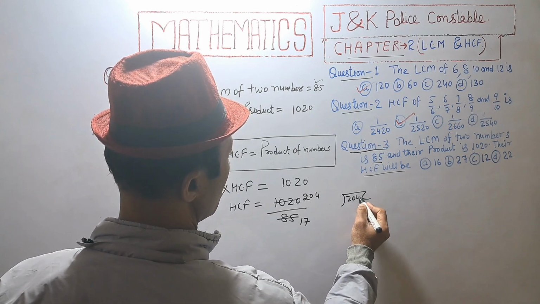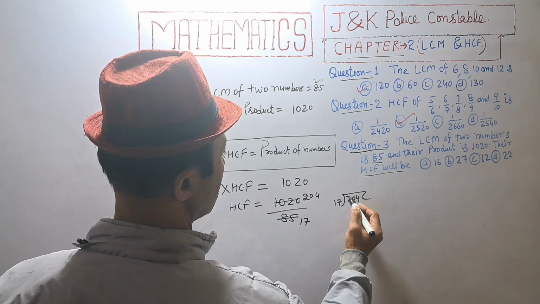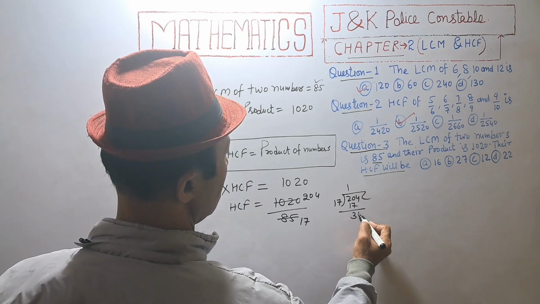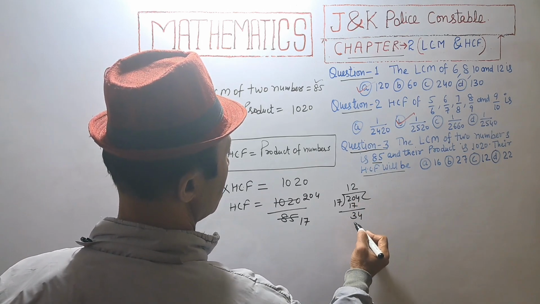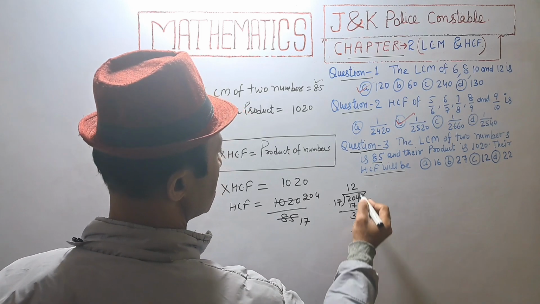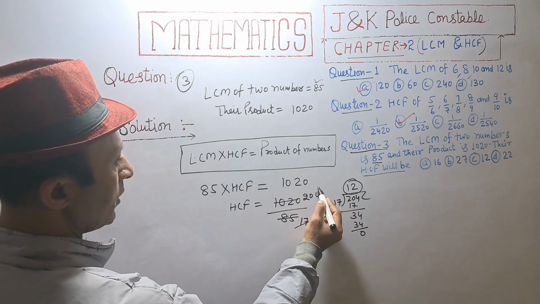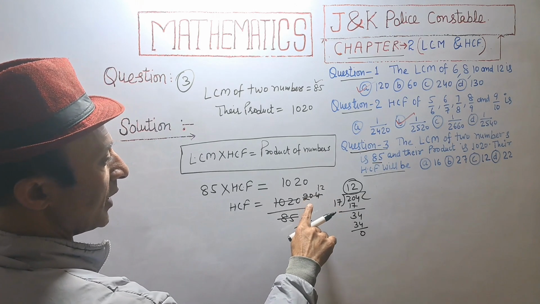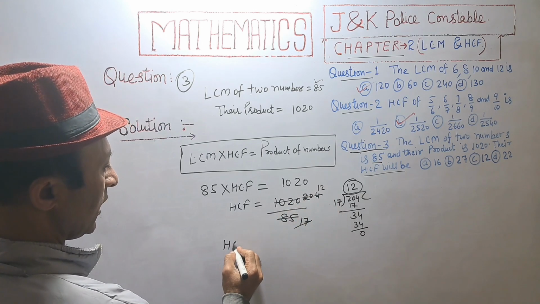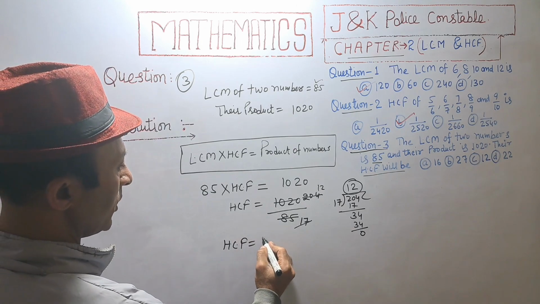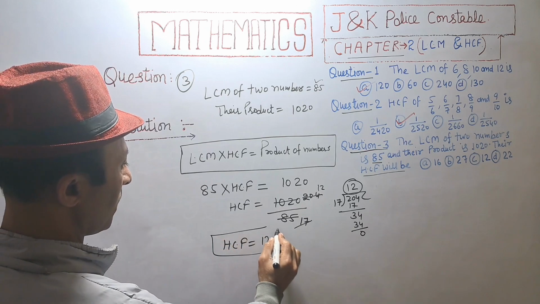And 204 divides 17. 17 1s are 17. 3 4, 17 2s are 34, which is completely divisible by 12. 17 12s are 204, and we get highest common factor is equal to 12.